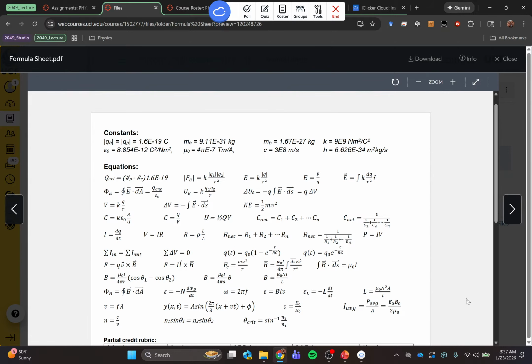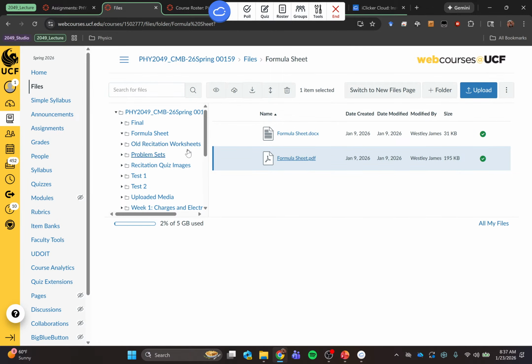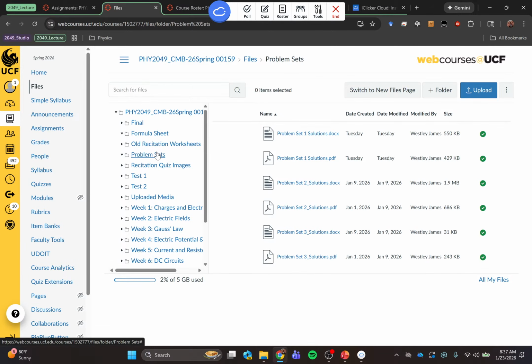Files tab, all the things are there. First recitation, I'm going to give a couple more attempts. Make sure you're all practicing the problem sets. Where are the problem sets? Oh, look at that. They're in the Files tab.